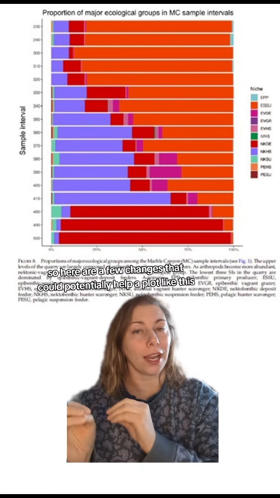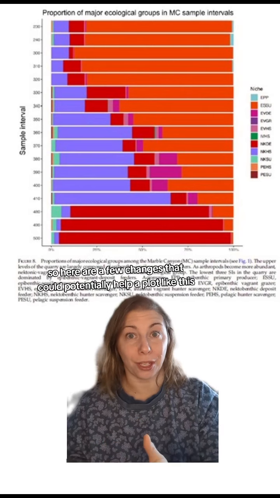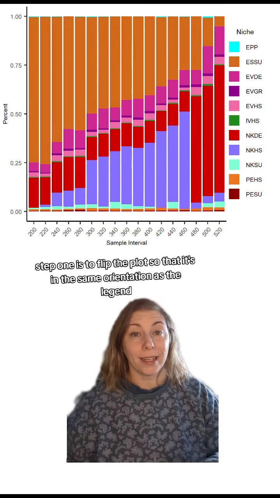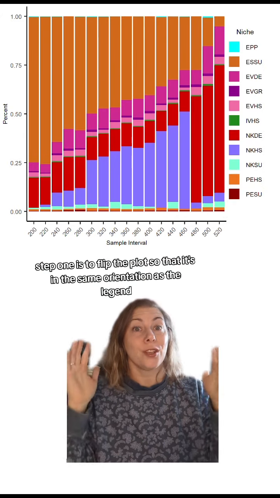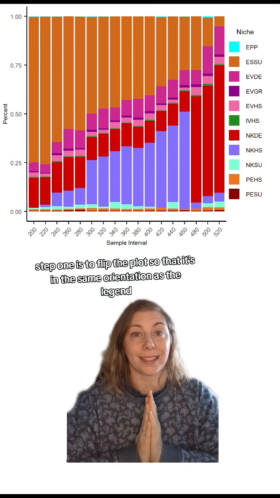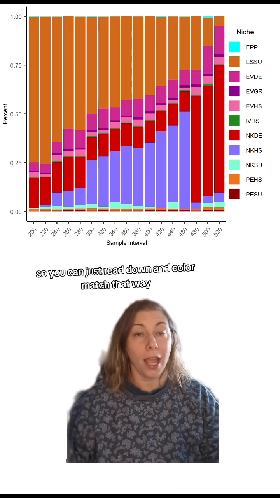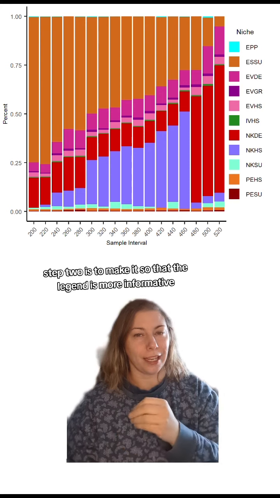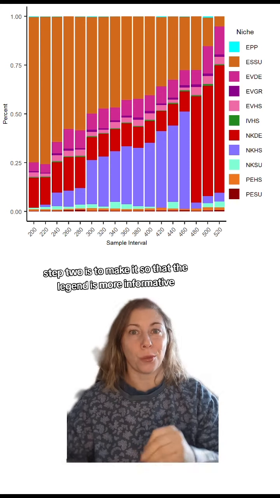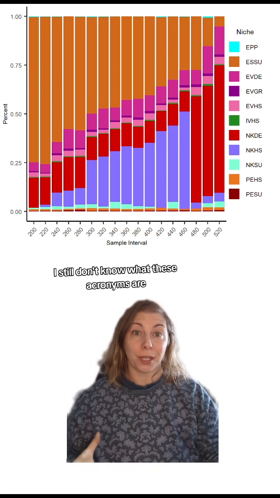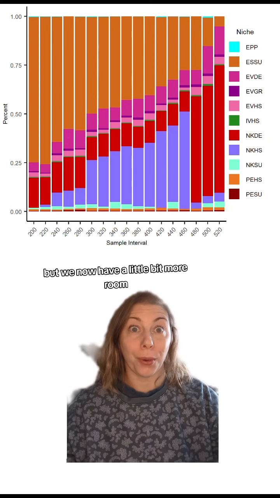So, here are a few changes that could potentially help a plot like this. Step one is to flip the plot so that it's in the same orientation as the legend. So you can just read down and color match that way. Step two is to make it so that the legend is more informative. I still don't know what these acronyms are, but we now have a little bit more room.